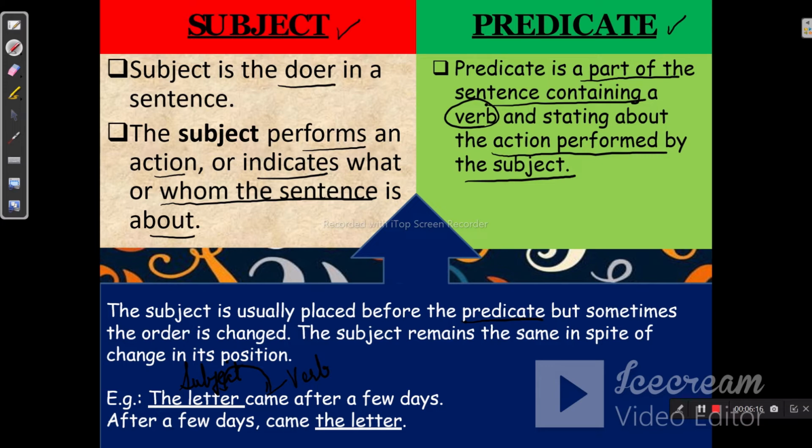Now see the second sentence. After a few days came the letter. Again, in the second sentence, the subject remains the same. The letter is the subject, but now the subject is coming after the verb came. So the position of the subject has changed, but the subject remains the same.